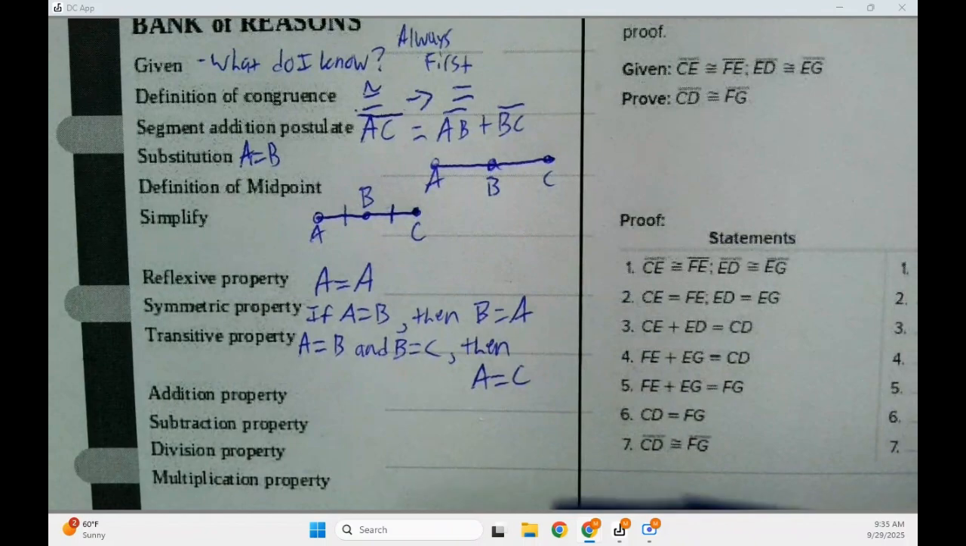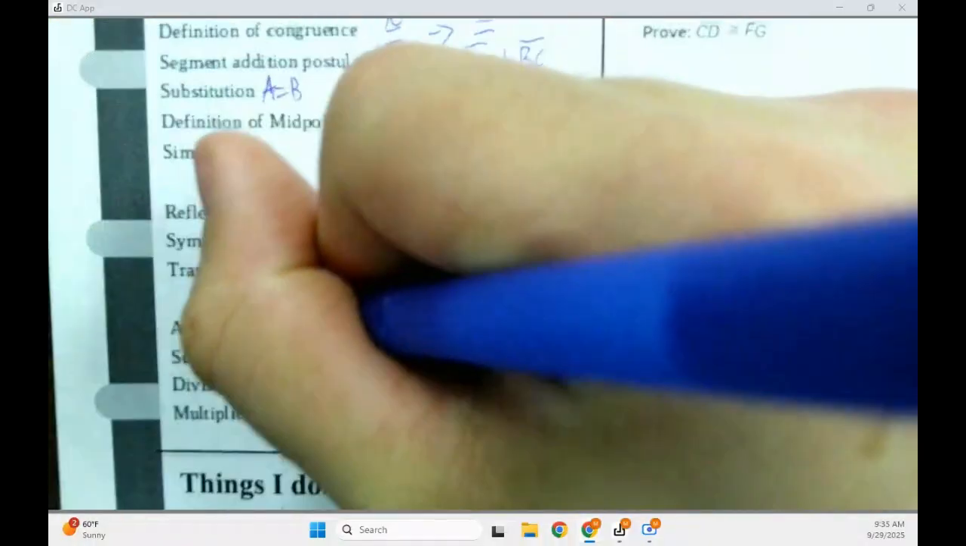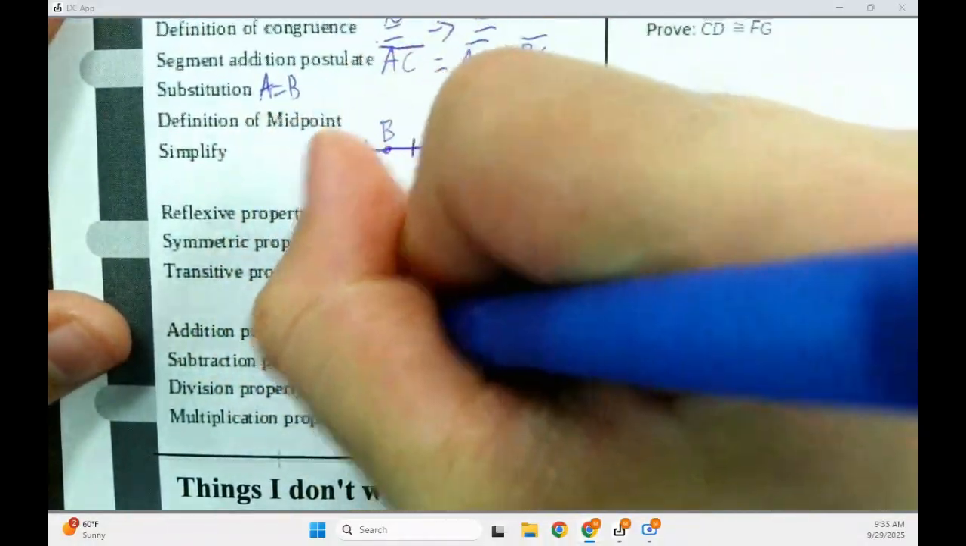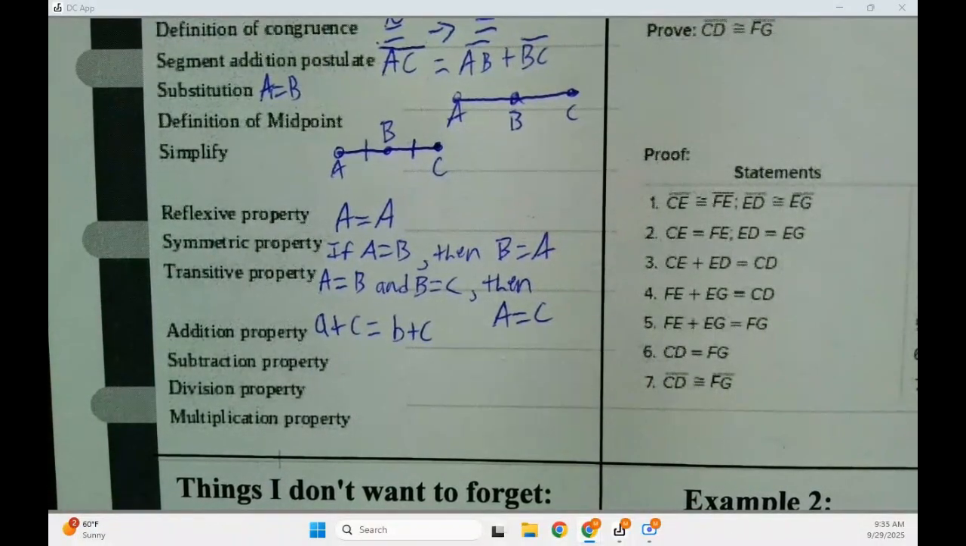So, addition property, subtraction property, division property, multiplication property. You know what's really cool about math is you can just add the same thing on both sides, or subtract the same thing on both sides, or multiply the same thing on both sides, or divide the same thing on both sides. And it works. These are our reasons why, right? The addition property. I could say A plus C equals B plus C. You see how we added C on both sides? It's like the same number we're adding. If 1 equals 1 and we add 1 on both sides, 2 equals 2.